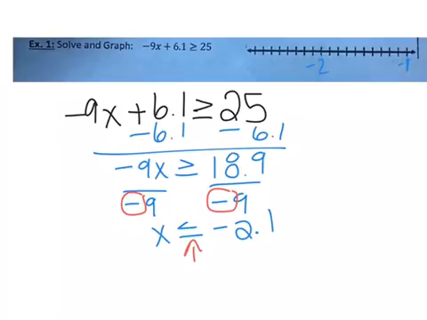1/10. So you're going to graph it to the left of negative 2, about one space. It's going to be a closed circle because it is less than or equal to, and your line is going to point to the left because it's less than.